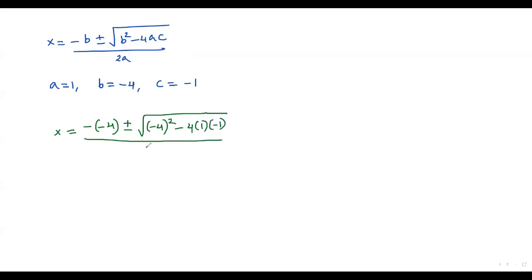Divided by 2a, that is 2 times the value of a, which is 1. Okay, now let's do some simplification. Negative times negative will become positive, that is 4, positive or negative square root of negative 4, the whole square, which is 16.